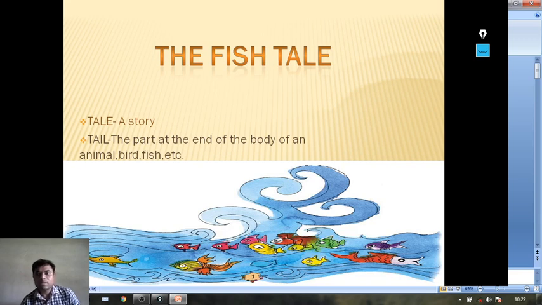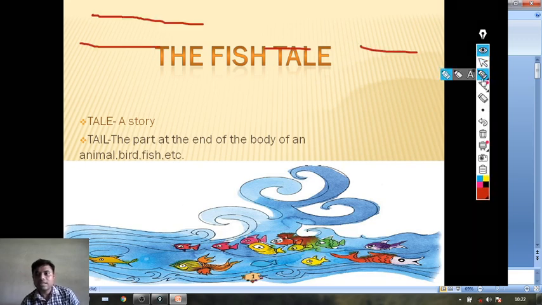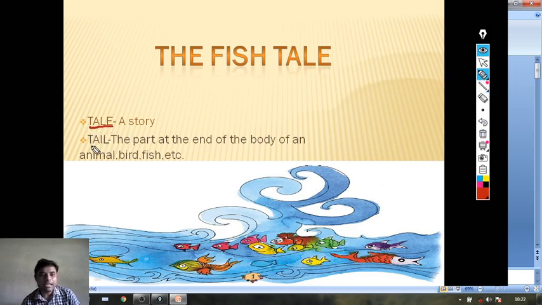Before going to the meaning of tail, we have two tails here. Look, T-A-L-E tale and here T-A-I-L tail. Pronunciation is the same, but look, the spelling is different. Tale means a story, and T-A-I-L tail means the part at the end of the body of an animal, bird, fish, etc. So what is the meaning of our chapter? The Fish Tale means a story of fish, a story related to fish.